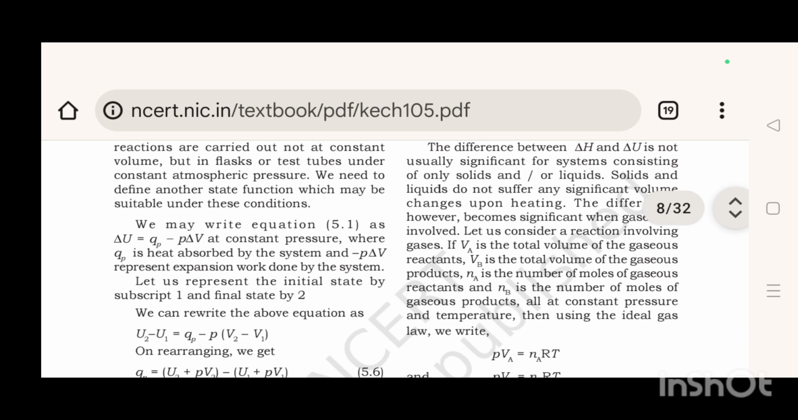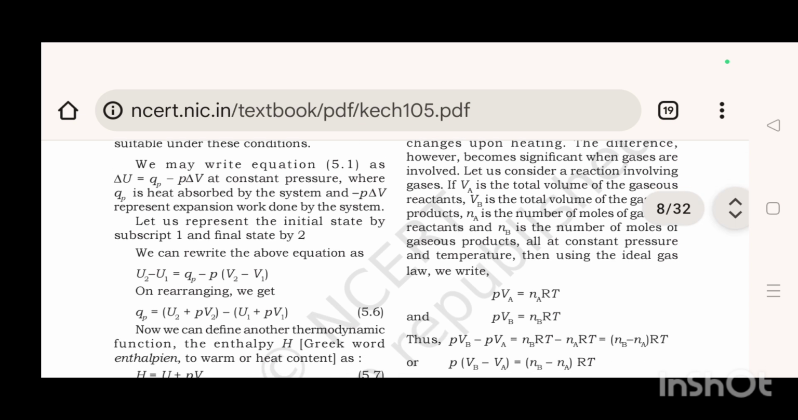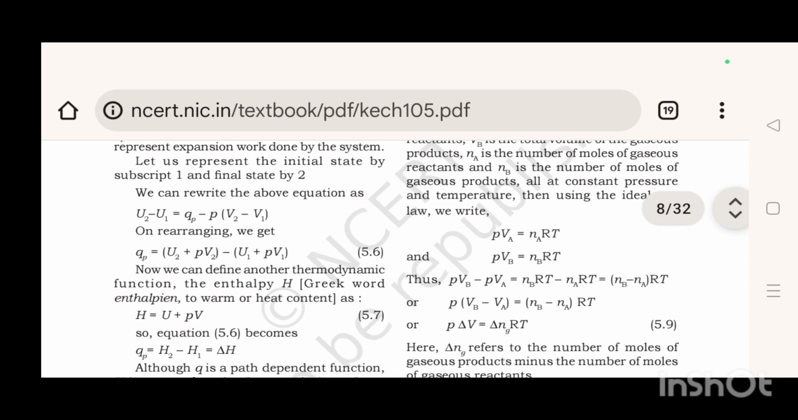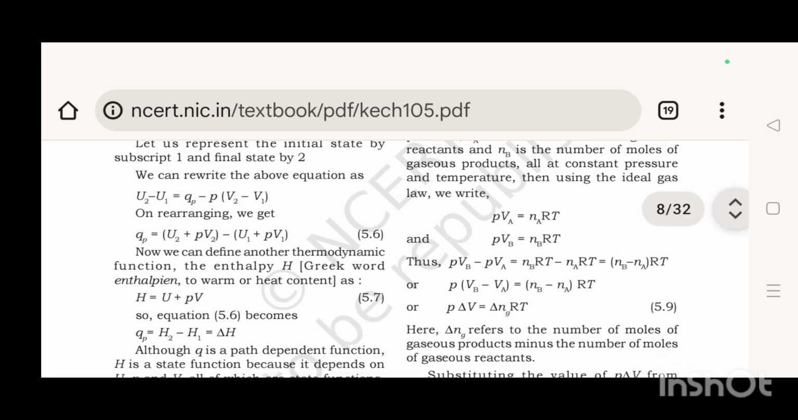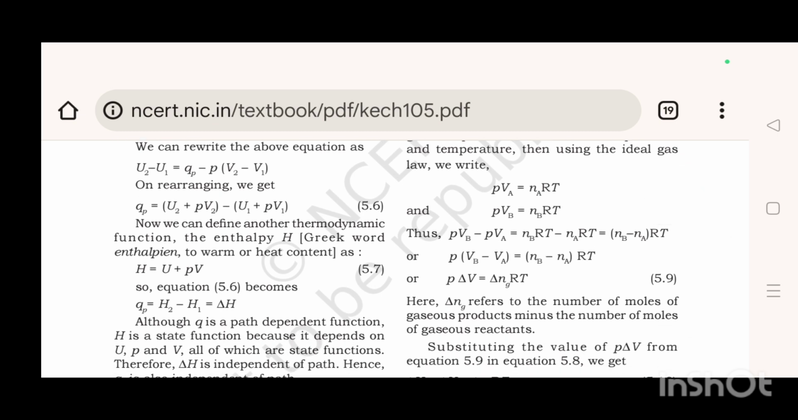Let us represent the initial state by subscript 1 and final state by 2. We can rewrite the above equation as U2 minus U1 equals Qp minus P (V2 minus V1). On rearranging we get Qp equals (U2 plus P V2) minus (U1 plus P V1). Now we can define another thermodynamic function, the enthalpy H, from the Greek word enthalpein, to warm or heat content, as H equals U plus PV. So the equation becomes Qp equals H2 minus H1 equals delta H.